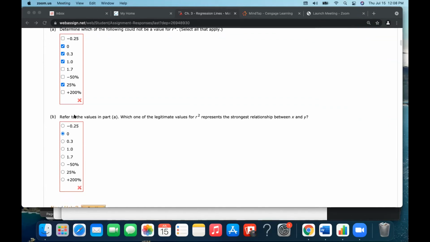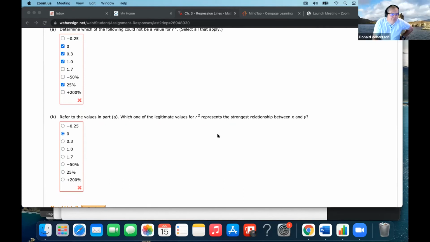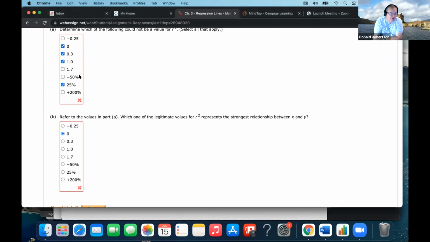Got it. And then this one, refer to the values in part A. I don't understand the question. Refer to the values in part A, so the first set of numbers. Which ones of the legitimate values for R squared represents the strongest relationship? That's a little bit messy, but let's figure it out. You go up to the top and look at the legitimate values. The legitimate values are 0, 0.3, 1, and 25.